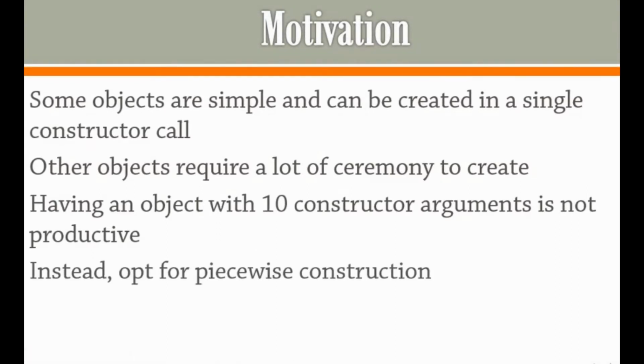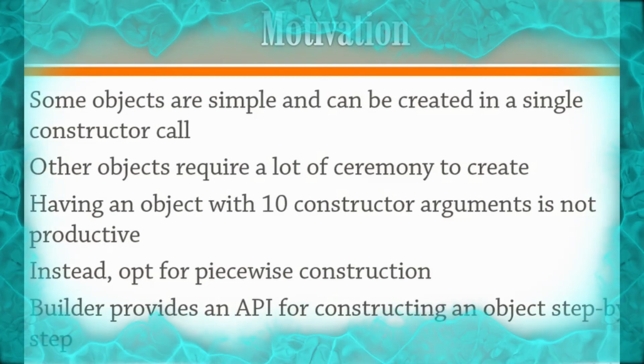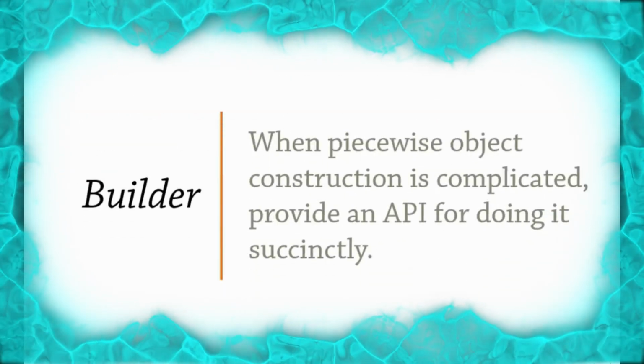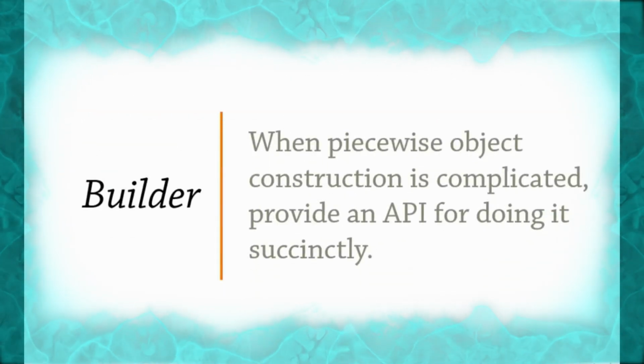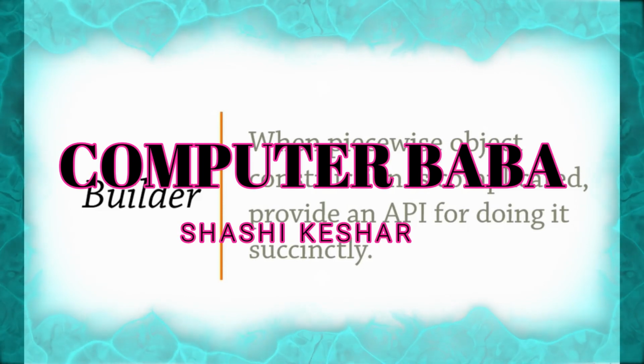And instead, you should opt for piecewise construction. So allow people to construct objects piece by piece and provide a good API for actually doing it. And this is what the builder pattern is all about. So a builder is essentially a separate component. So when piecewise construction of an object is complicated, then you provide a special API for actually doing it succinctly.